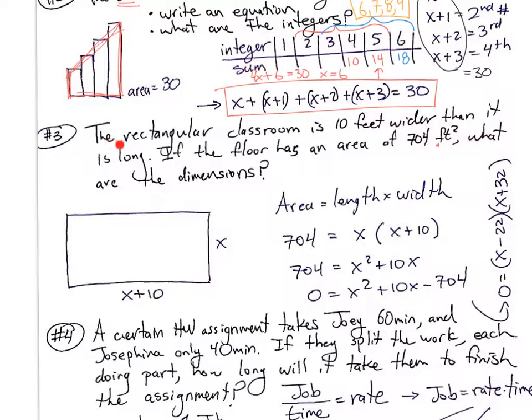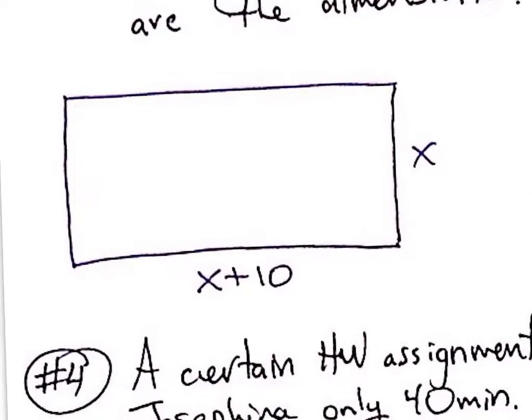Okay, number 3, the rectangular classroom. We have a rectangular classroom. It's 10 feet wider than it is long. If the floor has an area of 704 square feet, what are the dimensions? So, diagram. Wide, long. And so I'm choosing x to be the length and x plus 10 to be the width.